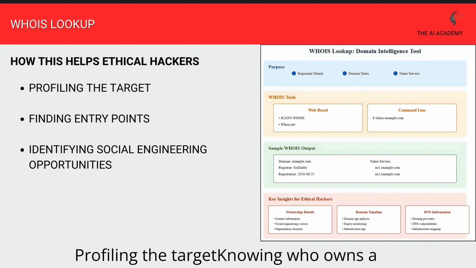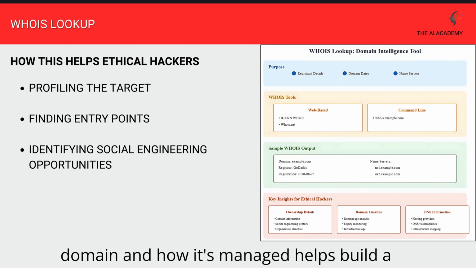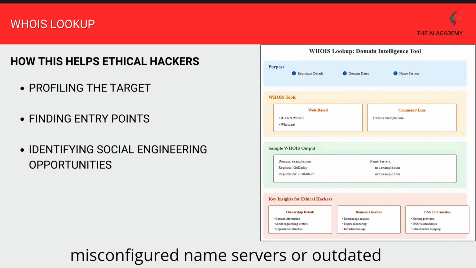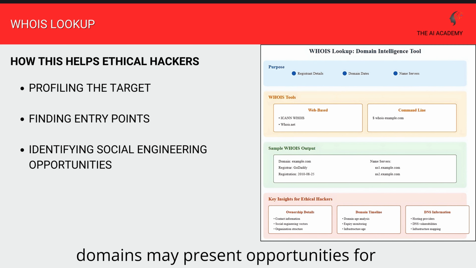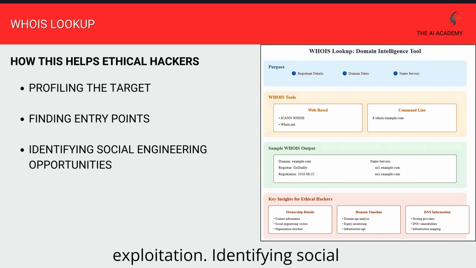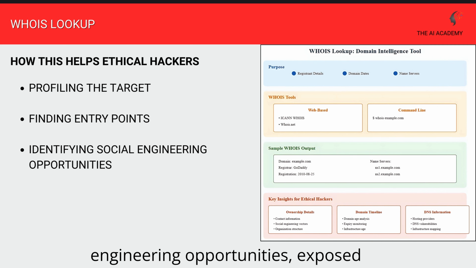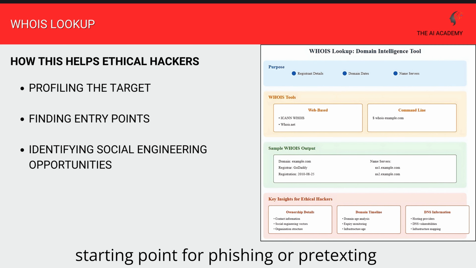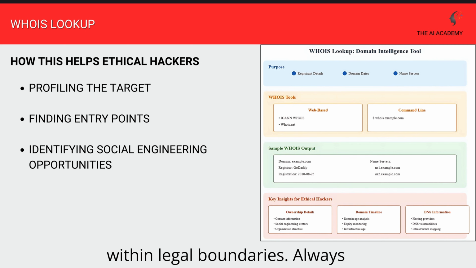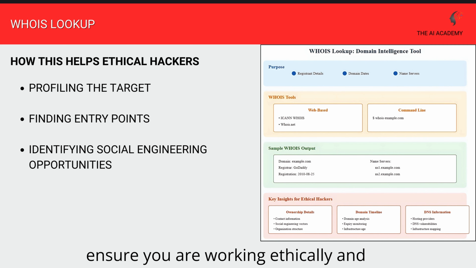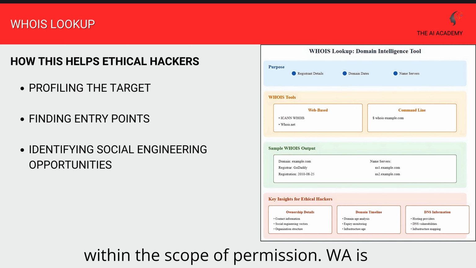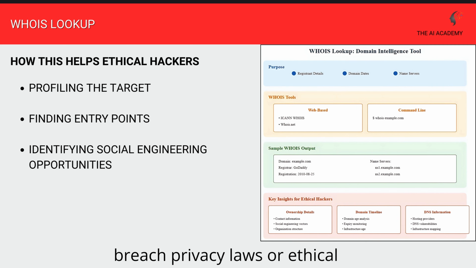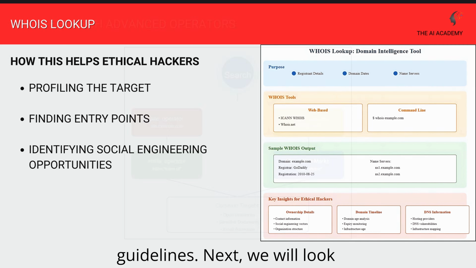How this helps ethical hackers. Profiling the target: knowing who owns a domain and how it's managed helps build a comprehensive understanding of the target. Finding entry points: misconfigured name servers or outdated domains may present opportunities for exploitation. Identifying social engineering opportunities: exposed contact details like emails can be a starting point for phishing or pretexting, within legal boundaries. Always ensure you are working ethically and within the scope of permission. OSINT lookup provides publicly available information, but misusing this data can breach privacy laws or ethical guidelines.